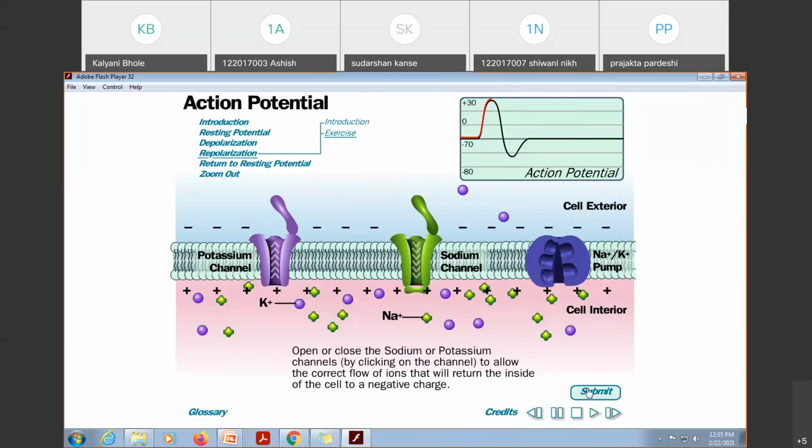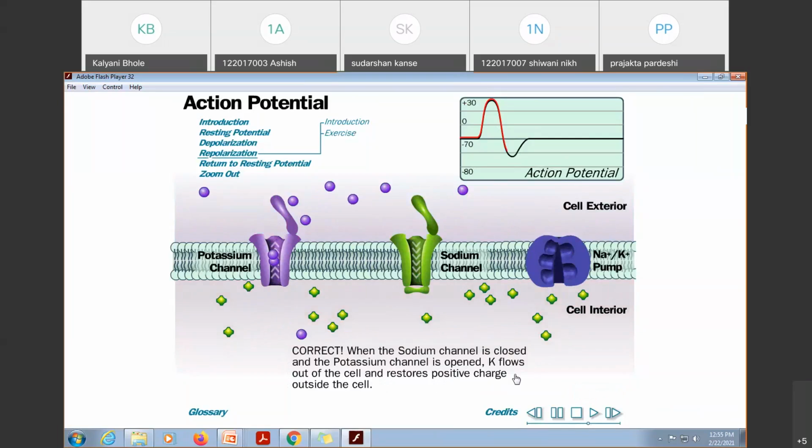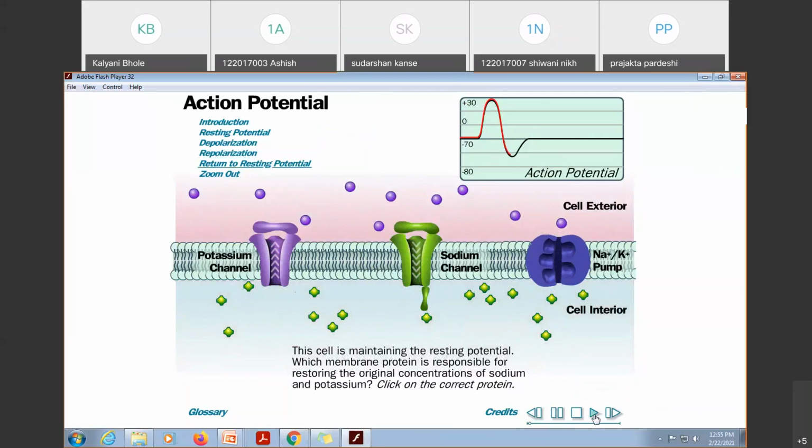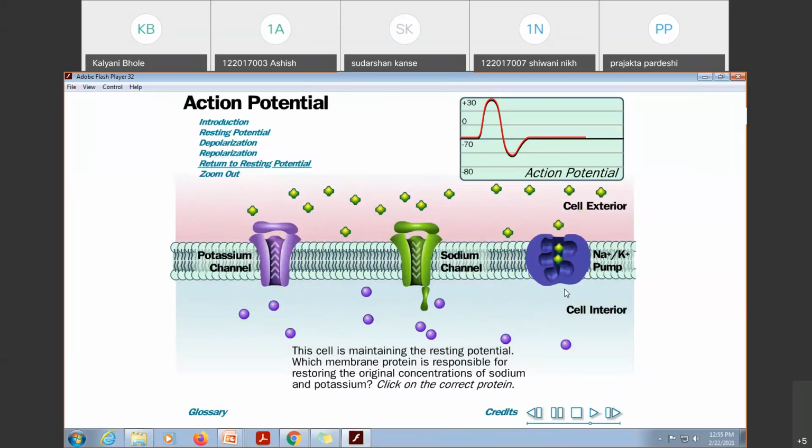Negative, positive. And in return for the 3 sodium, it gives only 2 potassium. And it's maintained.